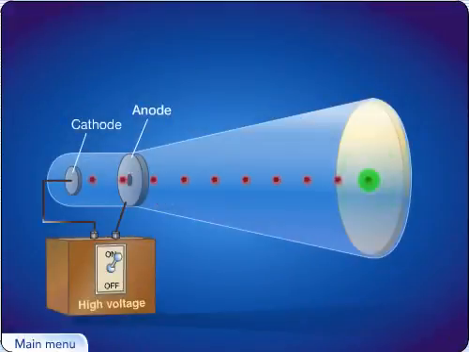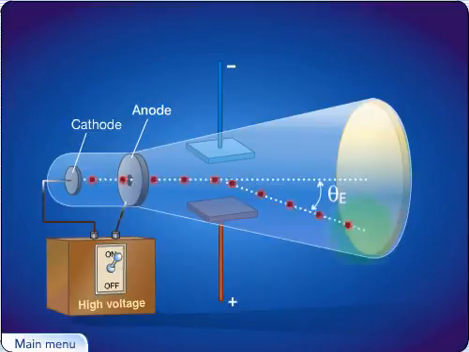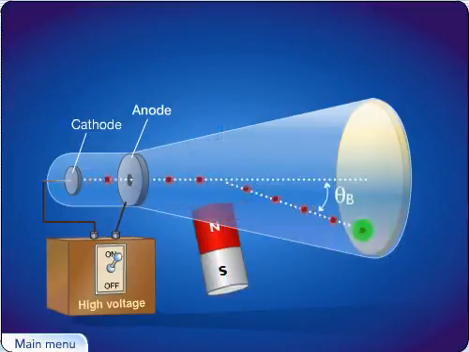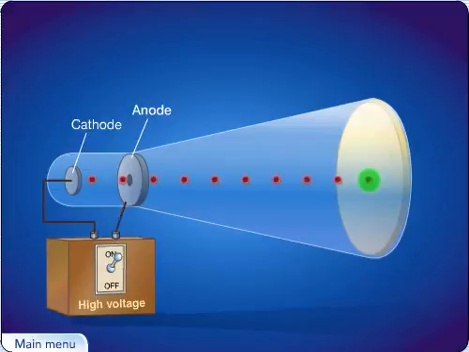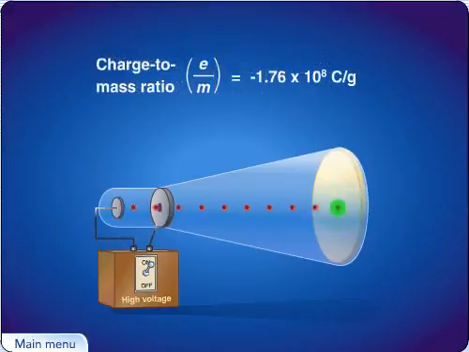In 1897, J.J. Thomson, an English physicist, determined the charge-to-mass ratio of an electron. He adjusted the electric field so that the electrostatic deflection, theta E, was the same as the magnetic deflection, theta B, and was able to calculate the charge-to-mass ratio of an electron using the following equation, where E is the applied electric field, theta is the angle of deflection, B is the applied magnetic field, and L is the distance traveled by the cathode rays. Thomson determined the charge-to-mass ratio of an electron to be -1.76 times 10 to the 8th coulombs per gram.